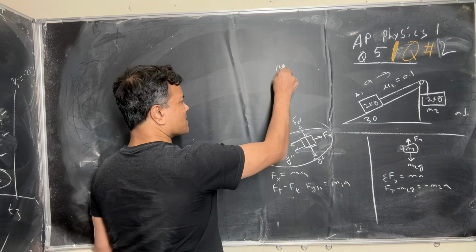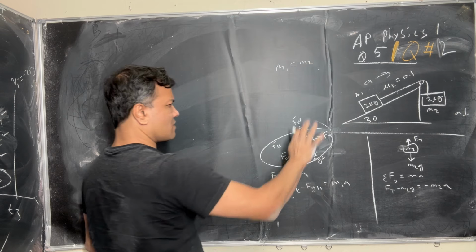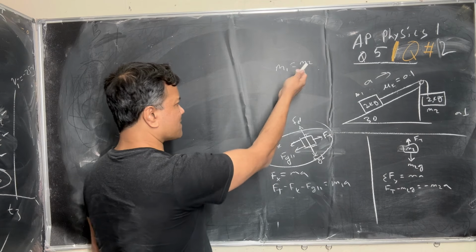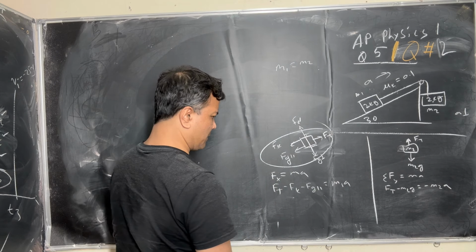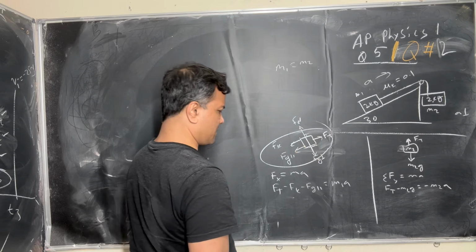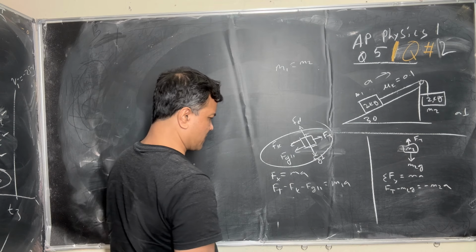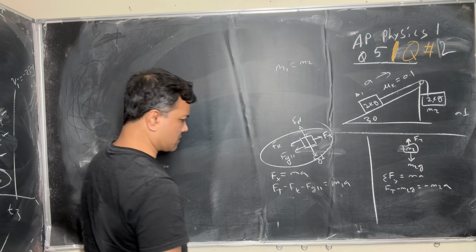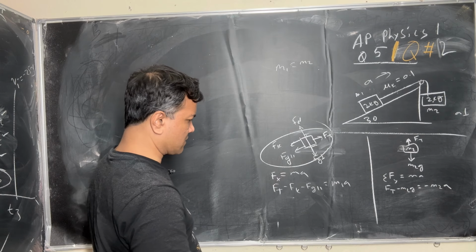In this case, m1 is equal to m2. So even if we make some mistake, the mass is the same. But if m1 and m2 are not the same, then that would be more difficult. Hopefully, in exam 5, I'll make it a little more difficult.